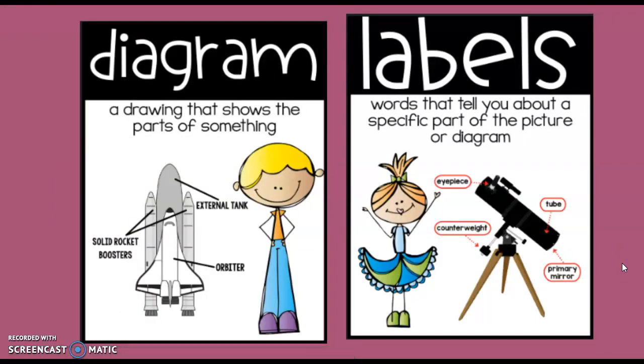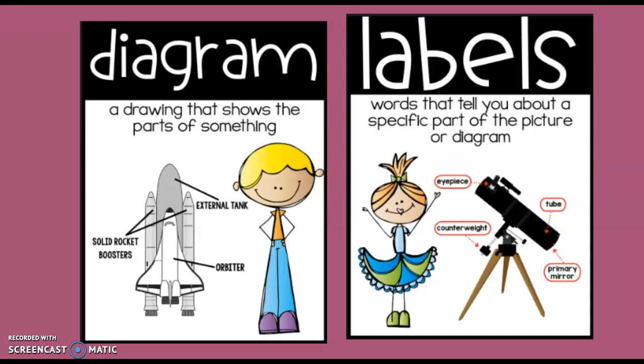Okay, sometimes our informational text will have a diagram, and a diagram is usually a drawing of the parts of something or how something looks. So in this example, they're showing us a rocket before it takes off, and the diagram has all of the parts and then they are labeled. So here's why we have this labels thing next to it. Labels are words that tell you about the specific parts of a picture or diagram.